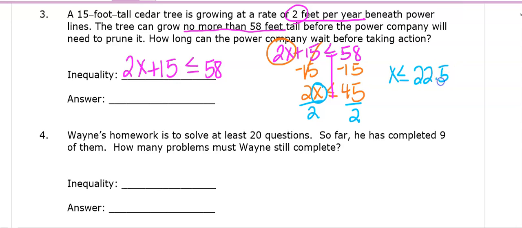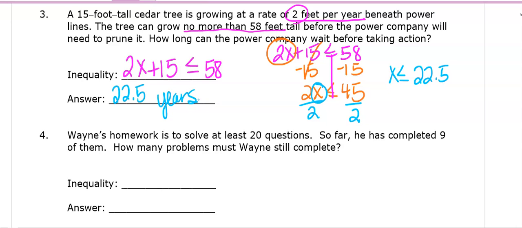Now, this is a decimal. Can you have 22.5 of a year? Yes, you can. You can have 0.5 of a year. You always need to think about it like that. You can't have 0.5 of a person, though. I know we've already talked about that.